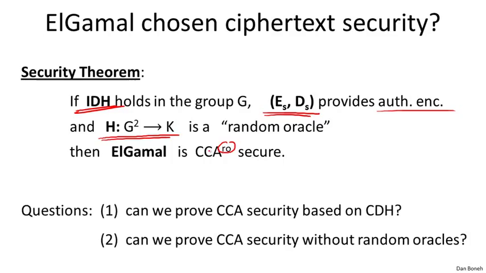So what we're going to do next is answer this question of whether we can get rid of the interactive assumption. Can we prove security strictly based on CDH? And similarly, can we prove security without relying on random oracles, without having to assume that the hash function is ideal, just using a concrete hash function? And we'll do that very briefly in the next segments.